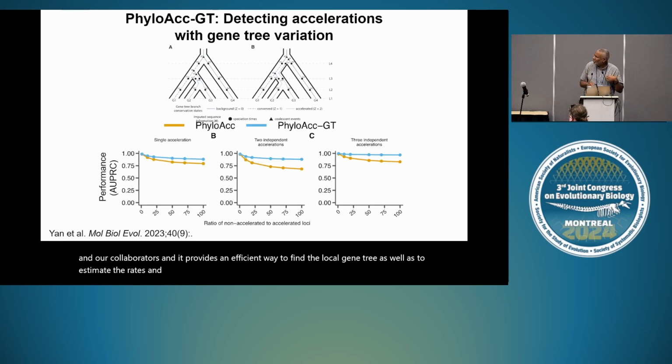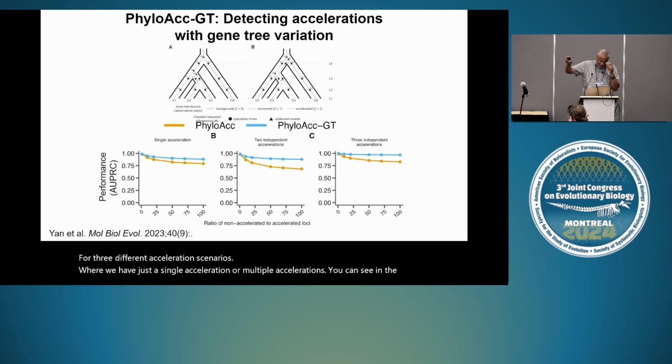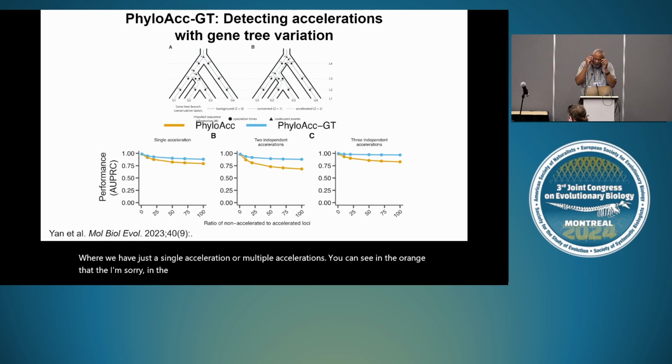And what you can see here for three different acceleration scenarios, where we have just a single acceleration or multiple accelerations, is that in the orange versus the blue, we get a modest improvement in performance, whether it's minimizing false positives or, basically, the precision of the test. So we had a good 10% or so improvement in terms of ruling out false signals when we take gene tree heterogeneity into account.